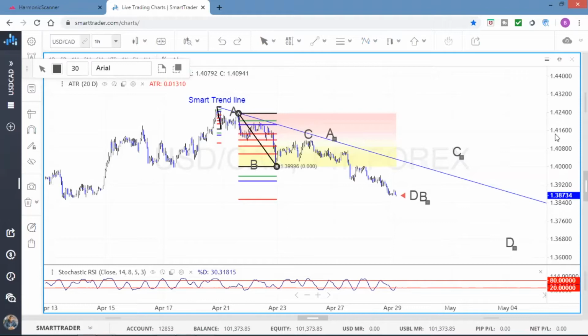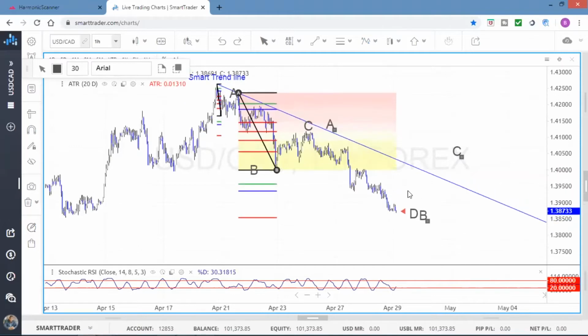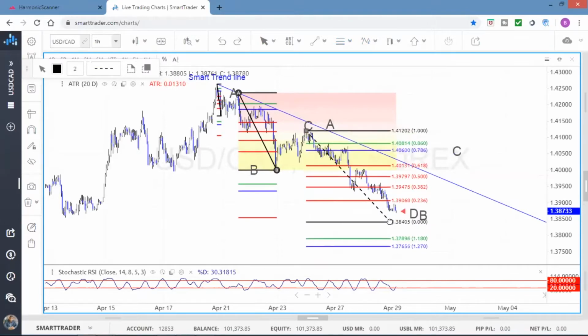That's what the scanner does a real good job at, is finding that reversal zone. Okay, so what will happen is that once that D completion hits, then you'll get a new fib. Wherever that low occurs, that's going to be your B boundary.